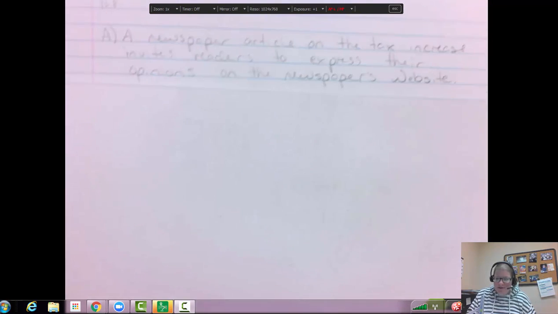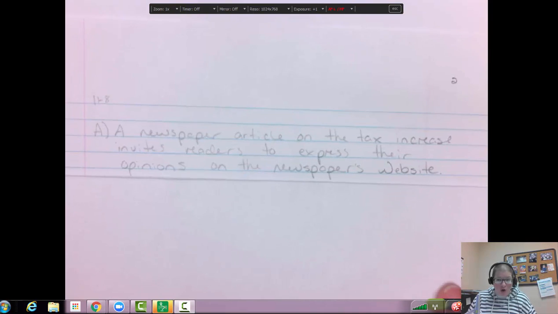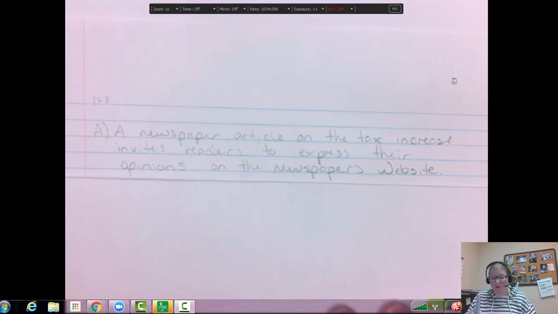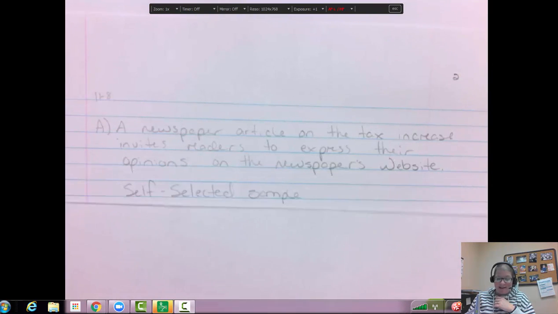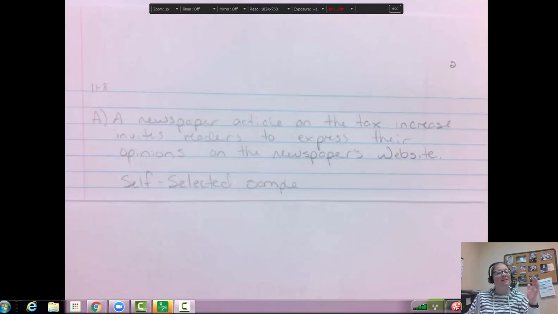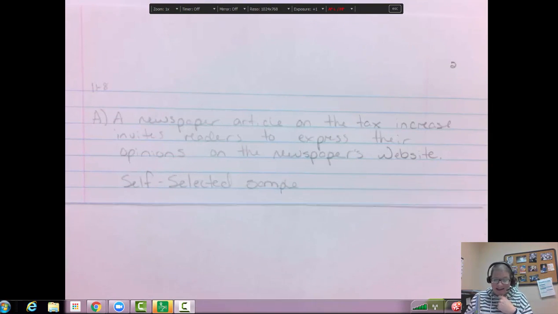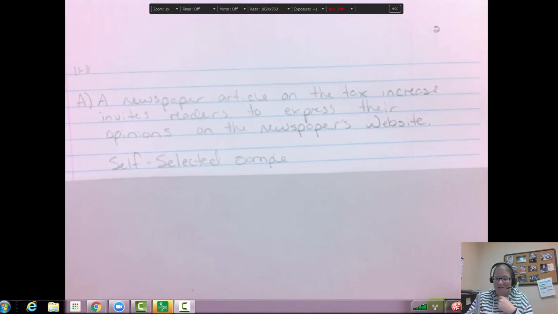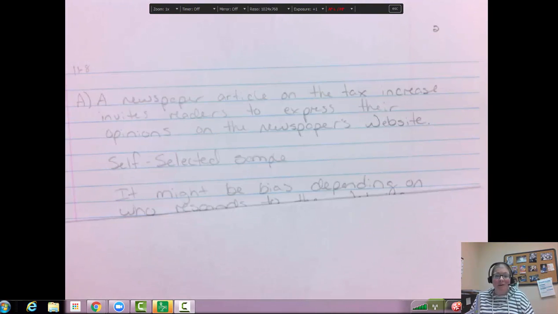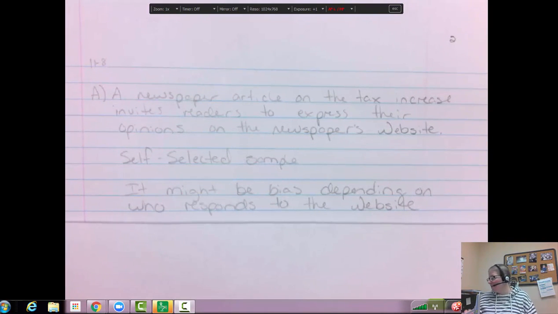What if we put in the newspaper an article on the tax increase and invite readers to express their opinion on the newspaper's website? So what kind are we doing with this one? When we're sending something out in the paper, well, we put it in the newspaper first of all, and then what are we going to get? We're going to get a self-selected sample, right? Because they're choosing to write into that website. Is this going to be biased? Well, doesn't it depend on who answers? So it could be biased, but it really depends on who answers. What if everyone who answers loves parks, then we are overrepresenting the people who use those parks, okay?